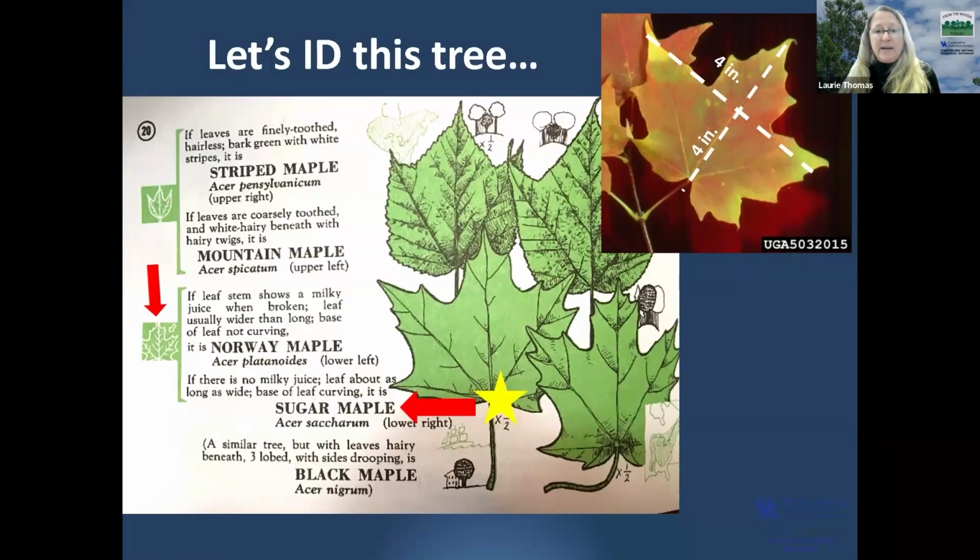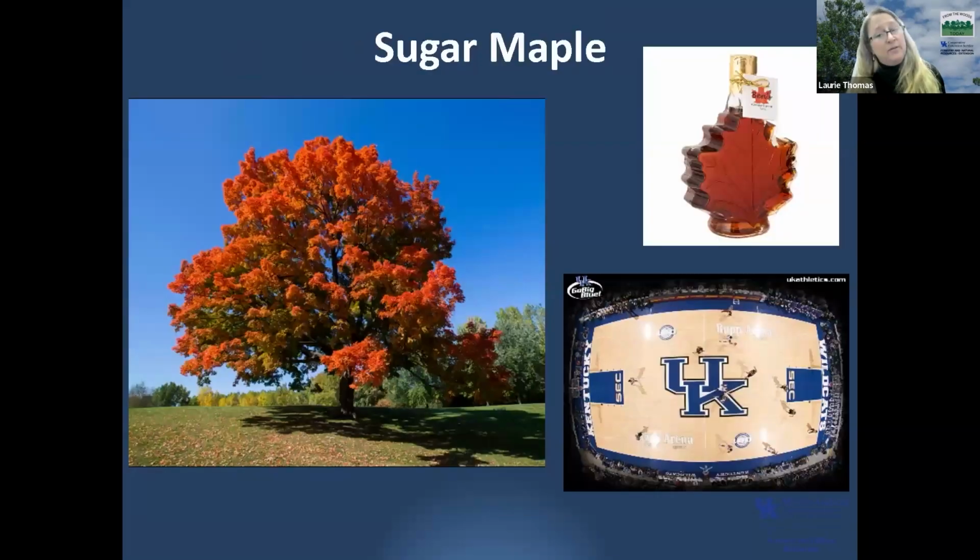Wonderful tree. Everybody loves this sugar maple because I'm sure everybody loves maple syrup on their pancakes. Beautiful tree, great fall color, wonderful product that comes from it. Besides the sap, we also use the wood for things like our basketball courts and our bowling alleys. It's also called hard maple as well.